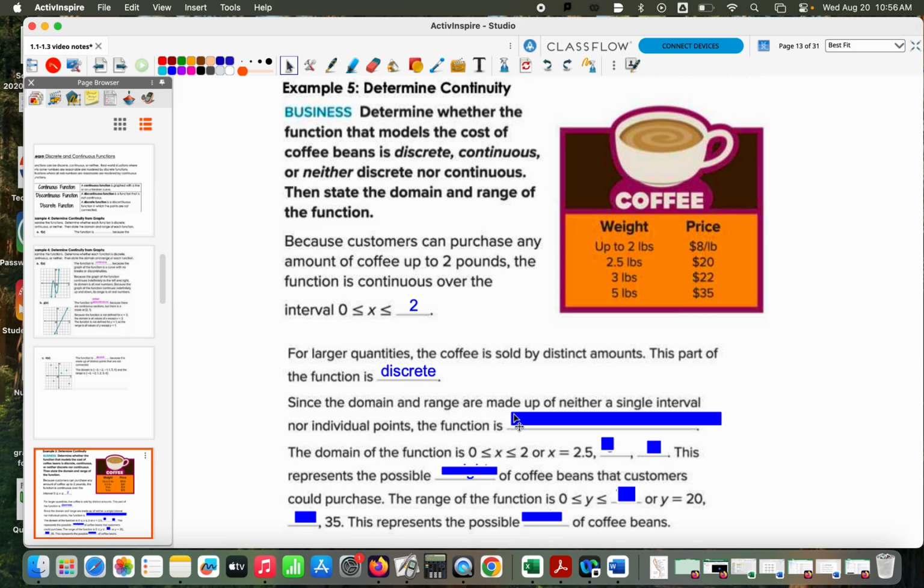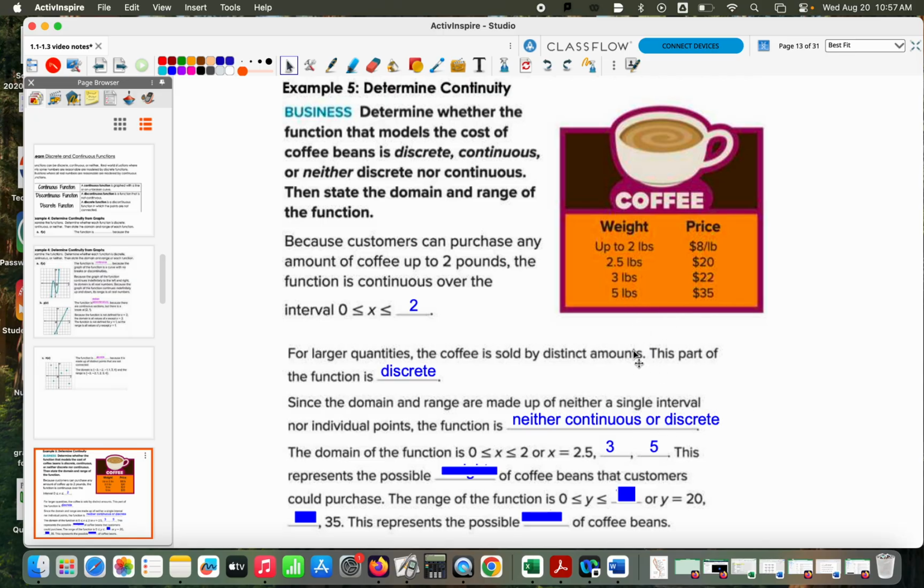Okay. Since it's made up of neither a single interval nor individual points, it's a neither situation. It's not continuous all the way. It's not discrete all the way. So it's neither one really. It's a bit of both. The domain of this function is from 0 to 2, or where x could be 2.5 or 3 or 5. It could be those individual values. Those are the only numbers we're allowed to use.